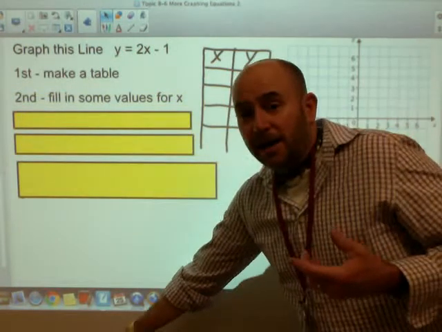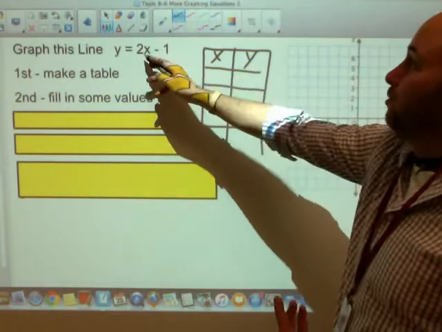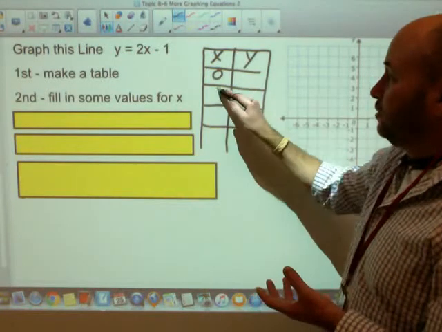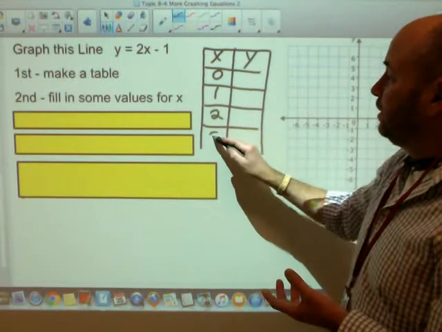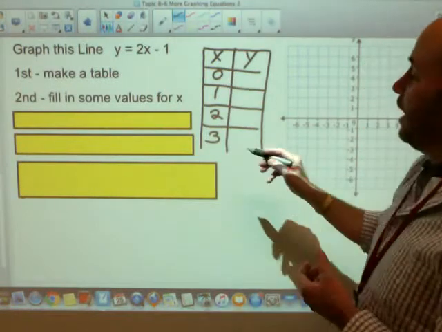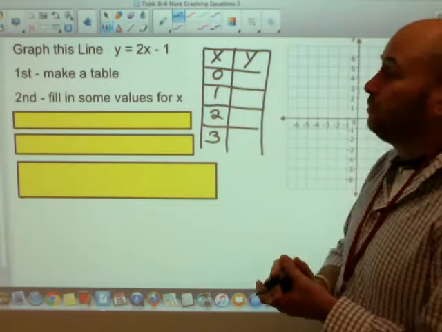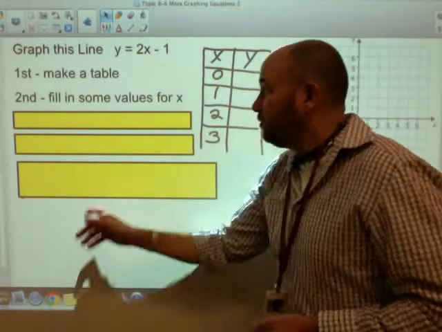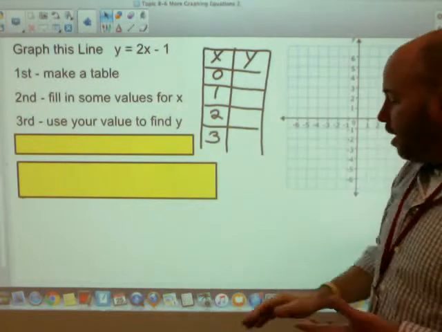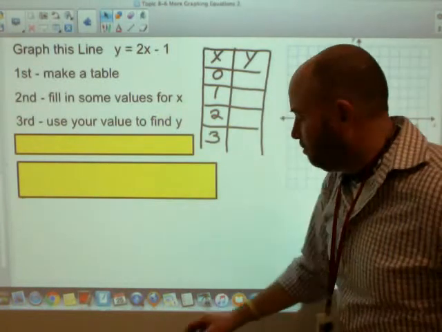Fill in some values for x. Well, in this case, I'm just going to start with 0. I'm going to put 0 in here. And then I'm going to do 1, 2, and 3. 3 will at least establish my pattern, okay? And if I need to, I can put 4 in there, all right? So I put my values in there. And you're going to use your x value to find y. So here we go.